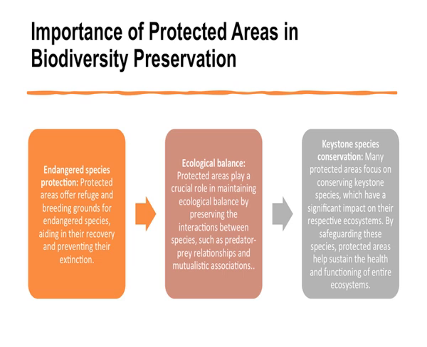Also, the ecological balance. Protected areas play a very crucial role in maintaining the ecological balance by preserving the interactions between species, such as predator-prey relationships and mutualistic associations. Also, keystone species conservation: many protected areas focus on conserving keystone species which have a significant impact on their respective ecosystems. By safeguarding these species, protected areas help sustain the health and function of the entire ecosystem. So, this is how we can have biodiversity preservation through protected areas.